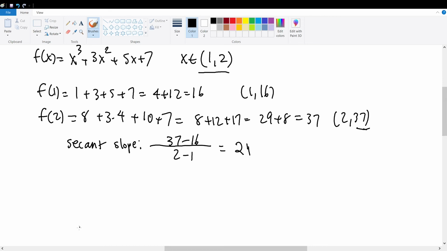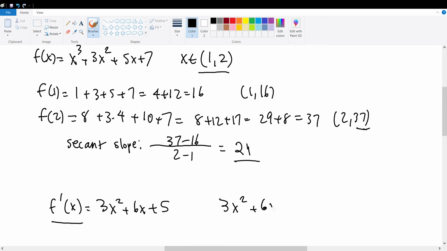First, we find the derivative of f(x), and we can do so by applying the power rule. And remember, this is differentiating with respect to x. So this is equal to 3x squared plus 6x plus 5. And since the derivative is the same thing as the instantaneous slope, and it must equal the secant slope of 21, we must set the derivative 3x squared plus 6x plus 5 equal to 21.